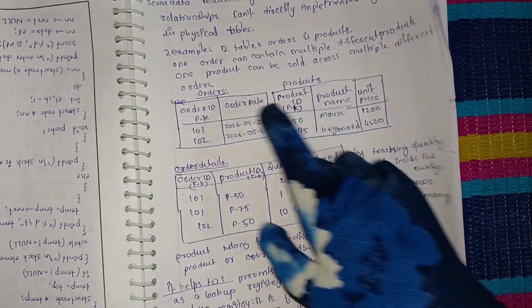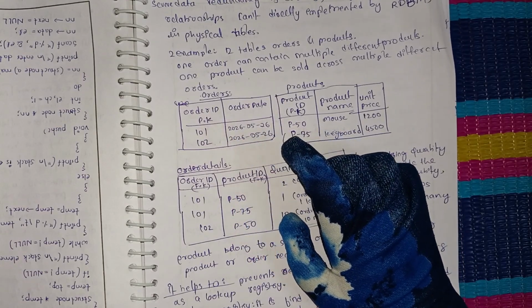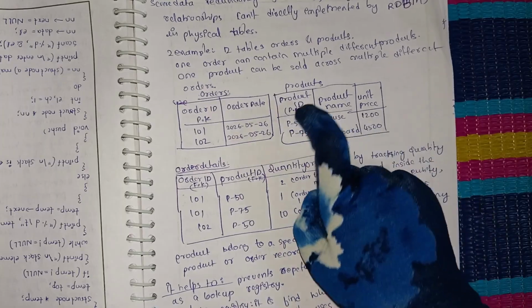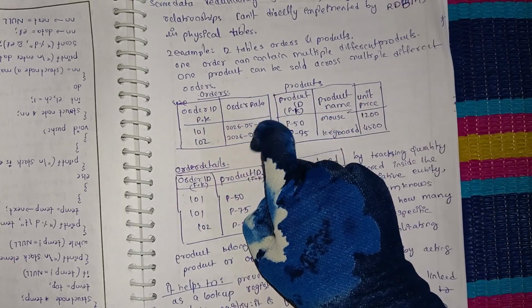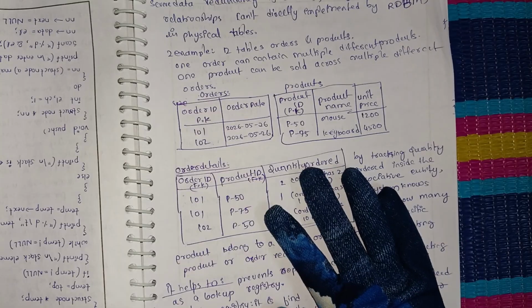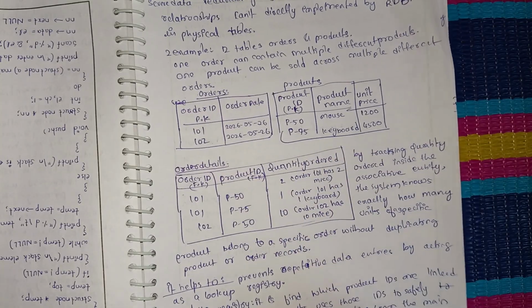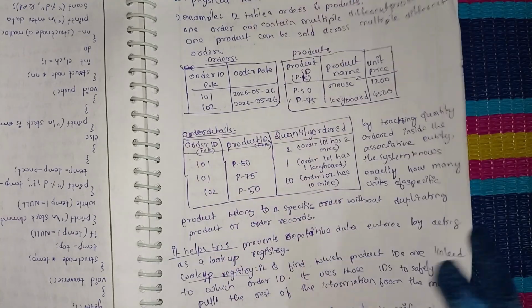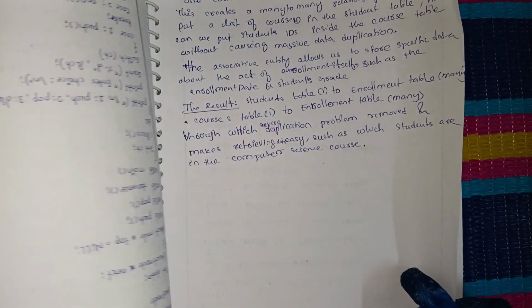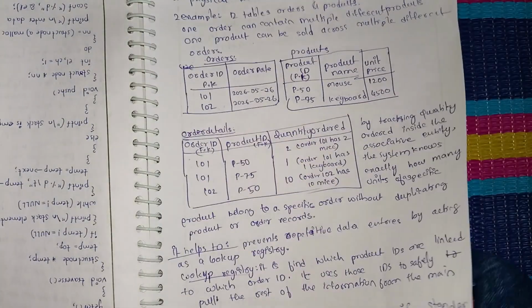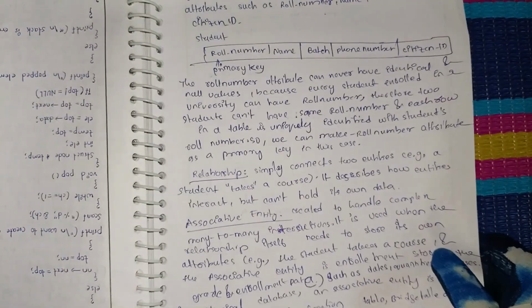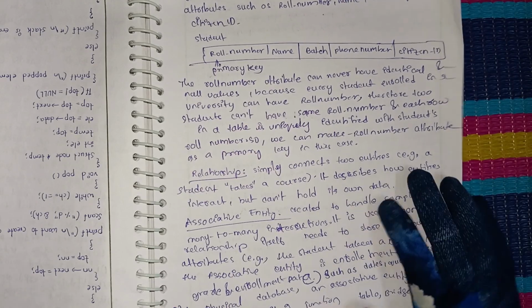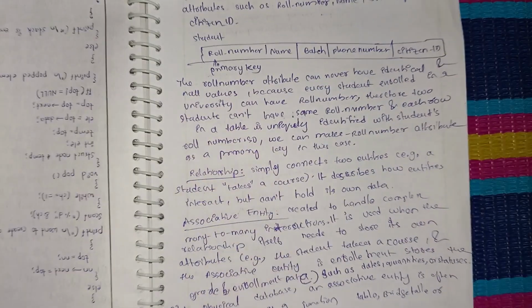That means we are not keeping order ID in the product table as a foreign key, and we are not keeping product ID in the orders table as a foreign key. If we put that, then we get redundant values. So that's why we are avoiding that and making a third table. These are the two examples of associative entity.